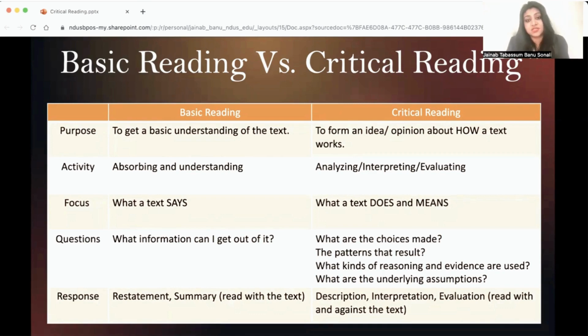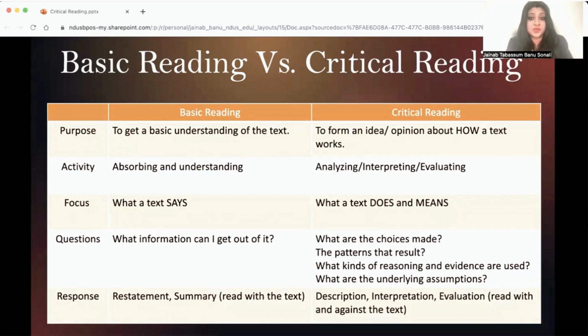Just as I mentioned, you need to get involved in the text critically, and then you ask questions. You are becoming skeptical. Skepticism is good. And then you are also asking, what are the underlying assumptions? And how would you like to respond to these questions? By describing the text first, then interpreting it, then evaluating it.